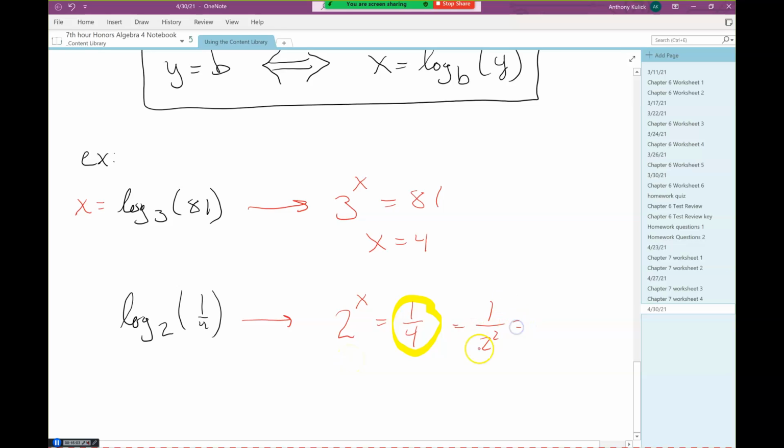And I know that if I have a reciprocal like that, I can make something a reciprocal by using a negative exponent. You guys remember that property from last chapter? So here, x is -2. Since I know 1/4 is the same thing as 2 to the -2, the power of 2 that gives me 1/4 is -2. And you can always check that in your calculator. Is that okay with you guys?